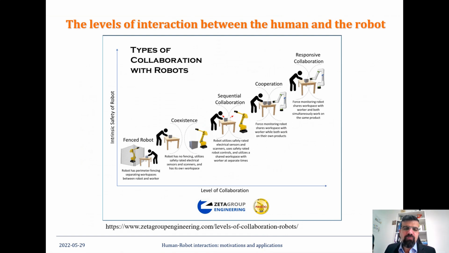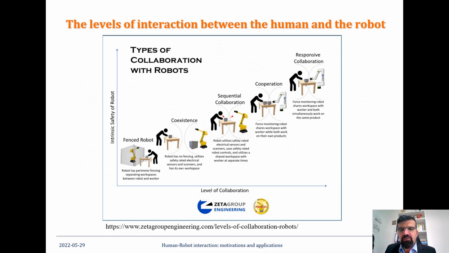And then if we move one step toward the level of collaboration to the right, we will see that there is a level of coexistence. So both the human and the robot coexist in the same environment without any barriers and fences. However, they don't share any of the tasks. They only share the workspace. They don't share the task, and they don't share the time between them.